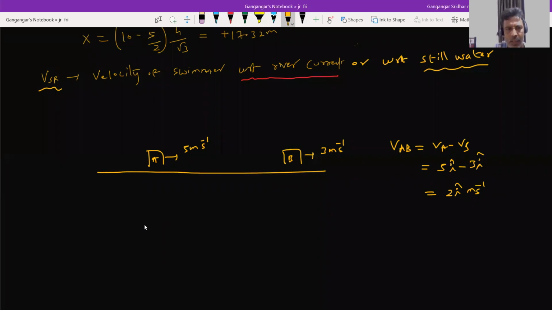Now, a person is there on the ground. You ask him what his comment will be. A is moving towards him and B is moving away from him. What does this person say? A and B are moving towards the right with velocities 5 meters per second and 3 meters per second. We'll ask A itself, the person standing on A. When he looks at the ground, if he is moving with a velocity 5 meters per second.